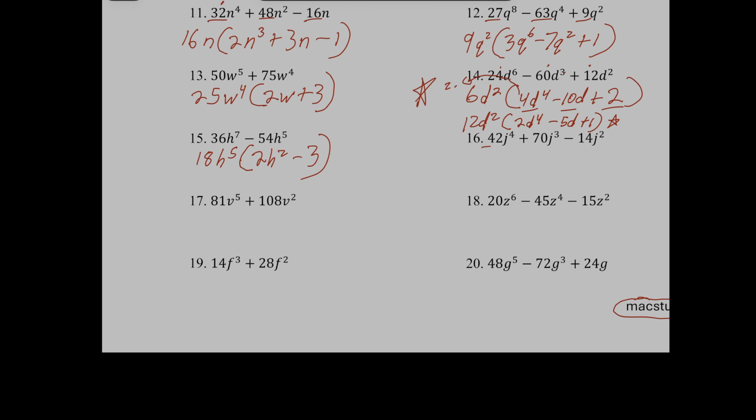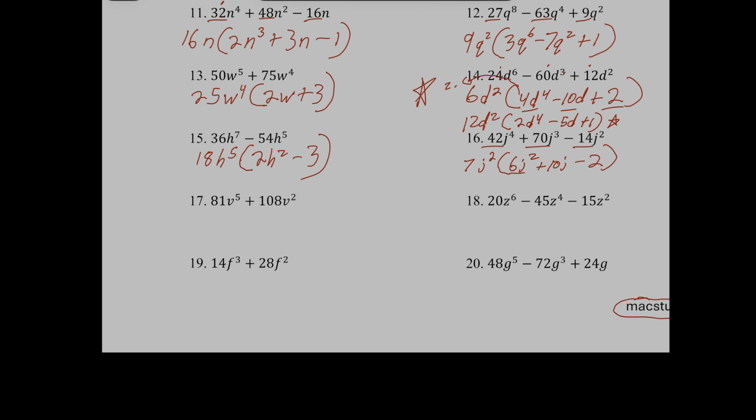Number 16, between 42, 70, and 14. I'm not sure right now, but it sure looks like a 7. Now 14 might go into all of them, but let's just say my brain only sees the 7 right now. 7, I have 4 j's, 3 j's, and 2 j's, so I'm going to pull out 2 j's. What's left over here? 6j squared plus 10. I had 3 j's, I pulled out 2. I'm left with 1j minus 2. This is j squared, take out j squared, done.